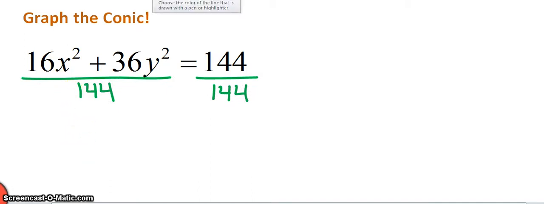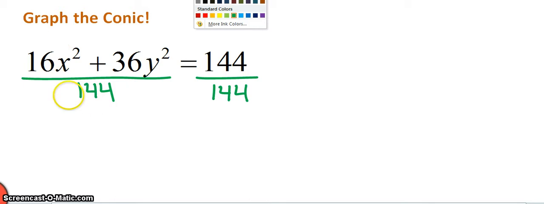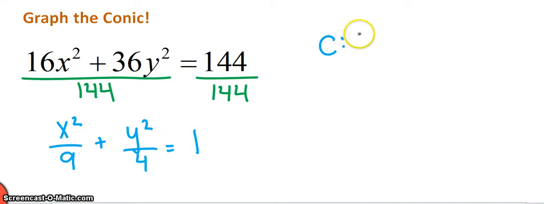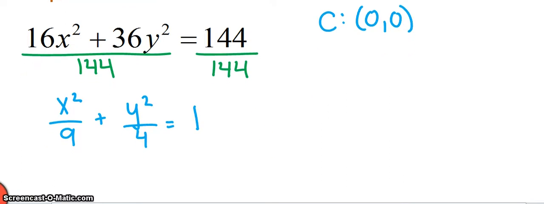If we do that, 16 divided by 144, you can divide them both by 16, which is the biggest factor that goes in, so you'll get x squared over 9. And 36 also goes into 144 four times, so you'll get y squared over 4, and that's equal to 1. Looking at this equation, our center is (0, 0), and we're going to need to find the distance to the vertices and our foci.